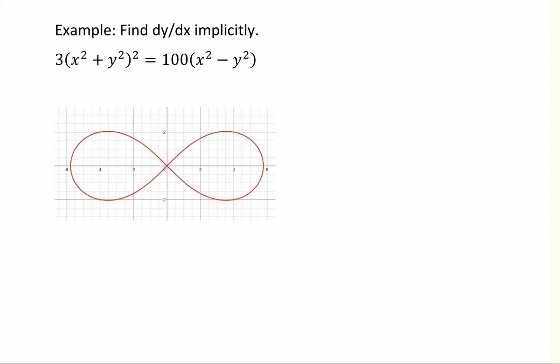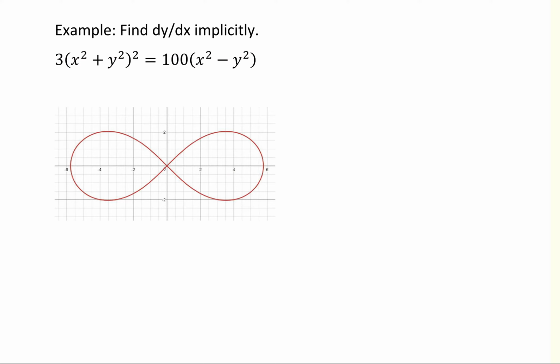Okay, so this first problem is to find dy dx implicitly, and just to give you an idea of what some of these graphs look like, I put a picture here. This is called a lemniscate, and obviously it's going to be impossible to separate x and y's from one another, so we're going to be doing implicit differentiation to do this.